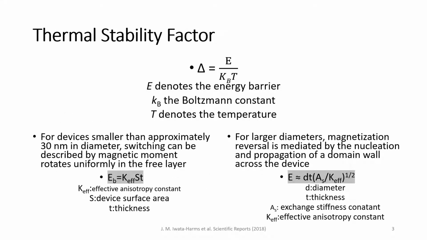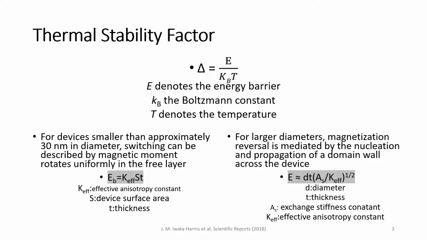Here shows the definition of the thermal stability factor, delta, and it is the energy barrier divided by the Boltzmann constant and the temperature. In different sizes of the device, the magnetization reversal is mediated by different modes, and in the device smaller than 30 nanometers in diameter, the magnetization reversal is mediated by the rotation mode.